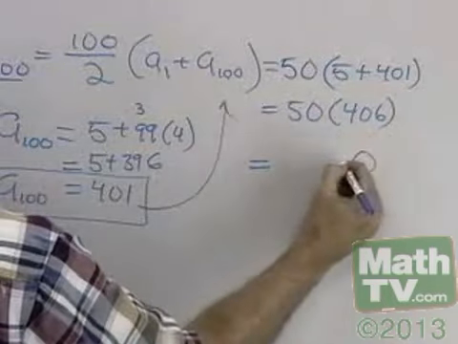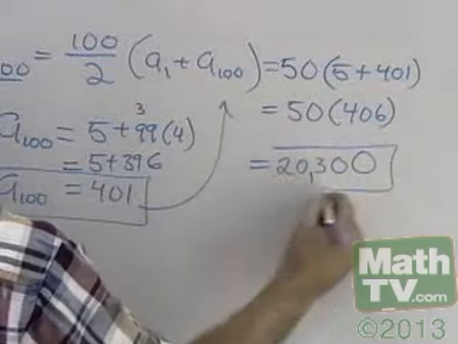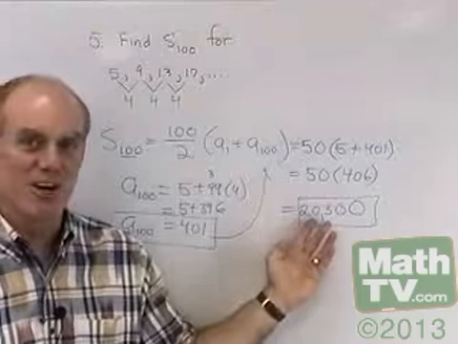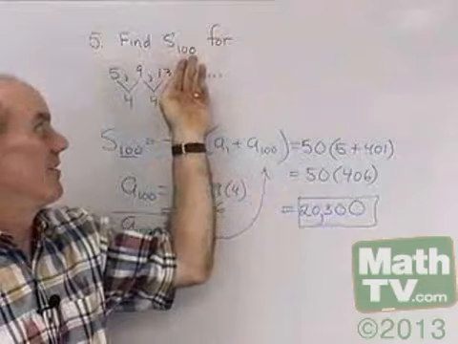Let's see if I can do this. 30 and then 20. 20,300. Let me just check my sheet here and see if that's right. That's right. 20,300. Okay, so here's what you do to find the sum of the first 100 terms of an arithmetic progression.